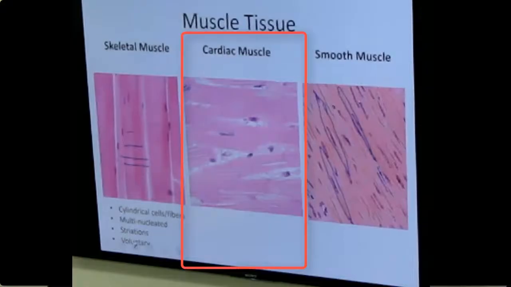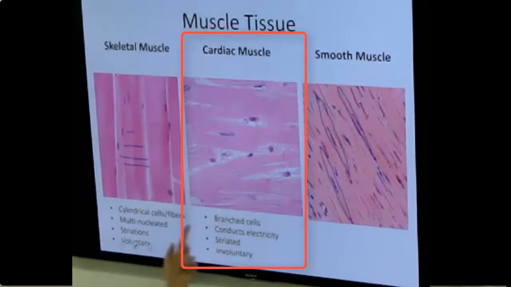Cardiac muscle, we don't have to do that for. It's not like we're telling our heart, okay, beat now, beat now, beat now. So we don't have to. So the next two will be involuntary. So cardiac muscle cells are branched cells. They're sort of shorter but branched.